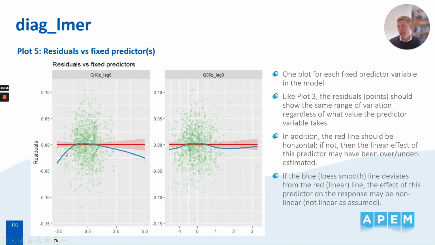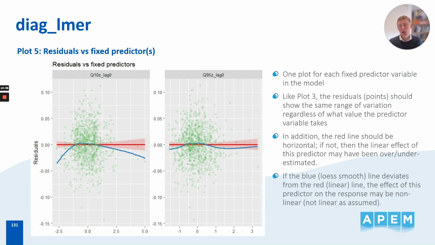A potentially greater concern is the tendency on the left hand side of the plot here, which shows that the model tends to overestimate the response when the Q10 value takes low values. There's actually a reasonable amount of data here to support the idea that we may not be looking at a perfectly linear relationship.